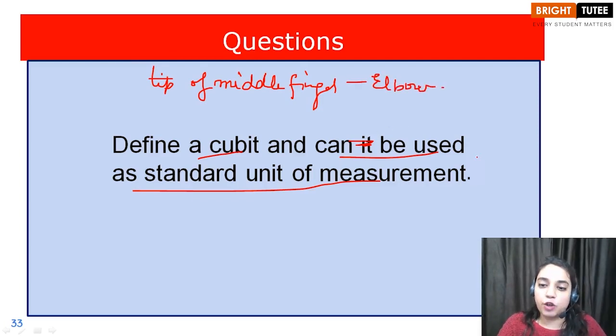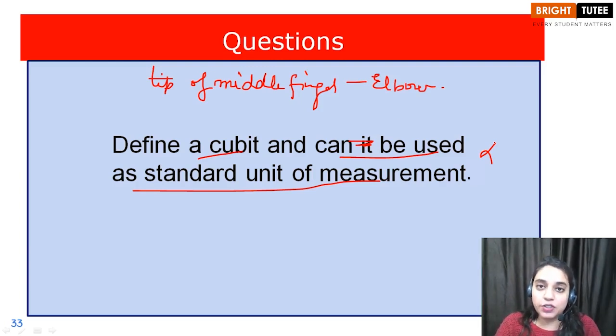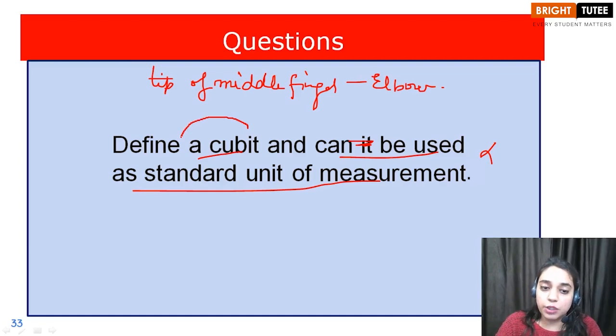But children, this cannot be used as the standard unit of measurement. Why? Because the length of a cubit for my hand will be very different from what your cubit may seem like. Everyone has a different body structure, different length of their hands. So we cannot use cubit as the standard unit of measurement. So let's move to the next question.